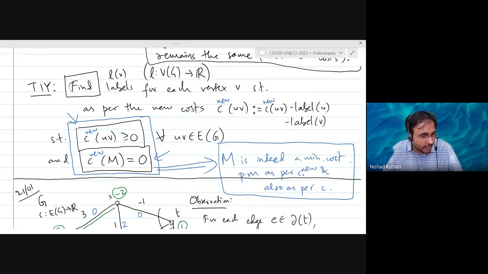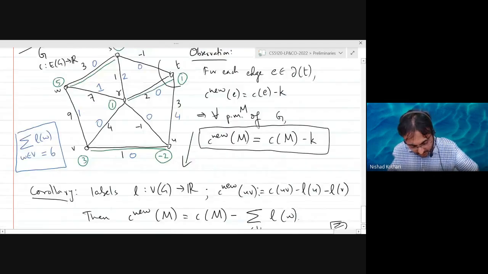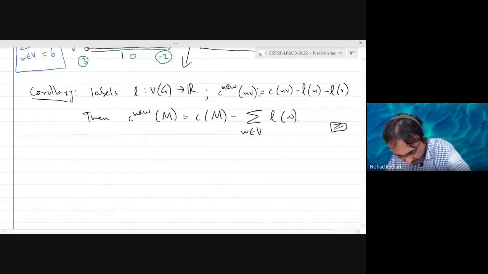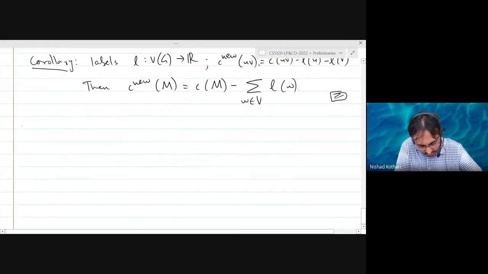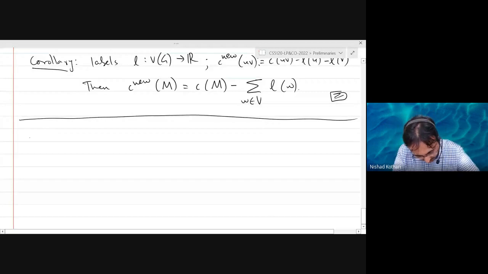And computing the new costs is also, how many computations is it? It's as many as the number of edges in your graph. And then you just have to check these two conditions. So clearly all this can be done very efficiently. So that is the point I want to make here. What is the key takeaway?